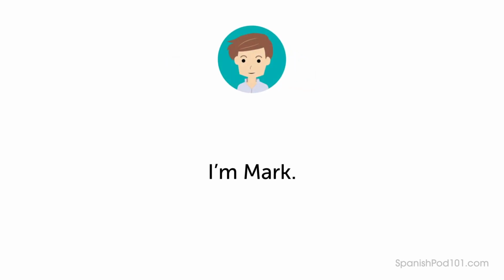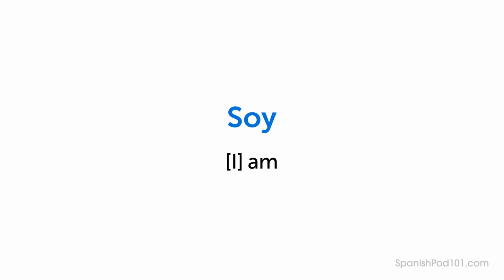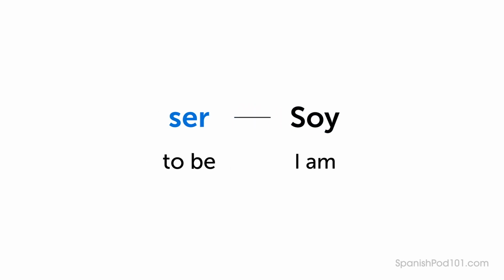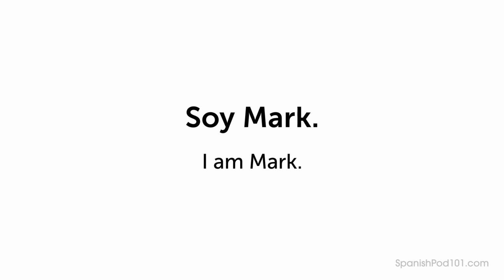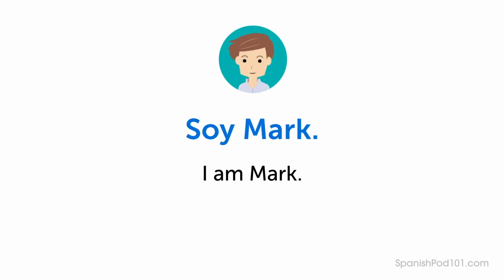Do you remember how Mark says, "I'm Mark"? Soy Mark. First is, Soy. I am. Note, Soy is a shortened form of, Yo soy. In Spanish, Yo, I, is usually omitted. Soy is from the verb, Ser, meaning to be in Spanish. Next is the name, Mark. Together, it's, Soy Mark. I'm Mark.